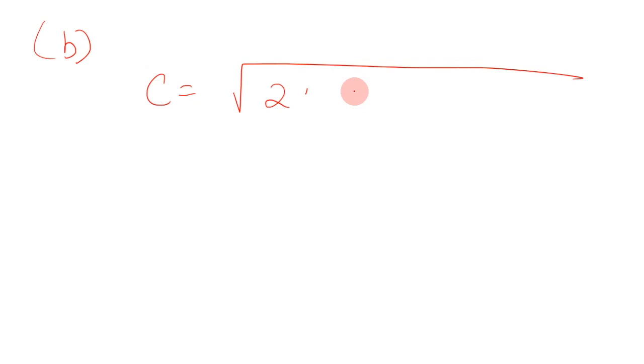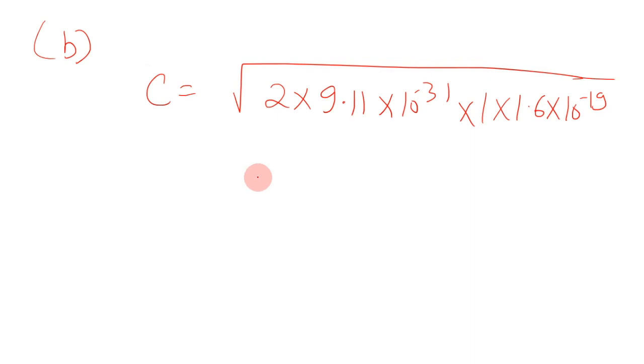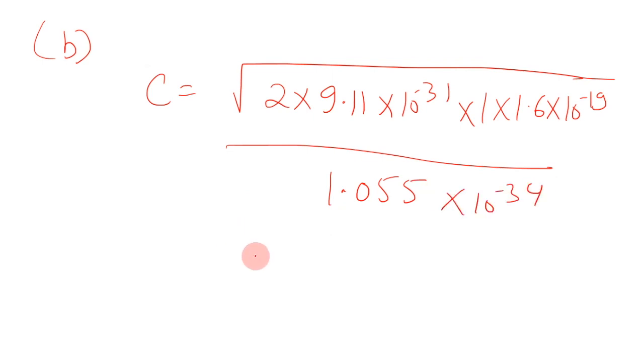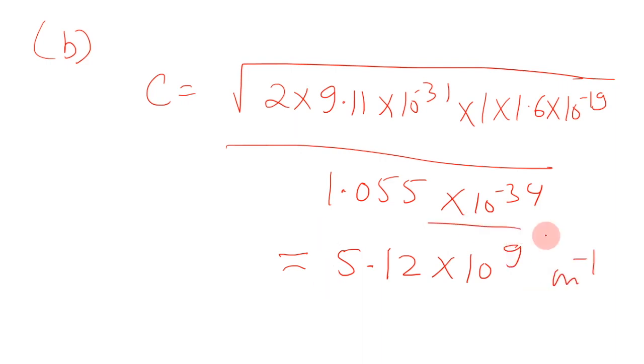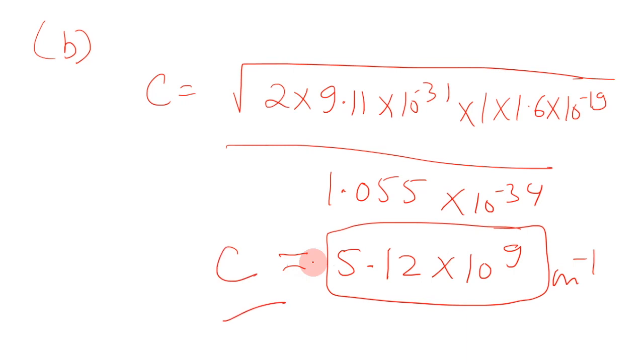For the b part, C is equal to square root of 2 times 9.11 times 10 to the power minus 31 times the energy deficit, which is given as 1 electron volt. Again, you have to convert it into joules by multiplying by 1.6 times 10 to the power minus 19, divided by 1.055 times 10 to the minus 34. When you solve this, you get 5.12 times 10 to the power 9 meter inverse. So this is your C for the second part.